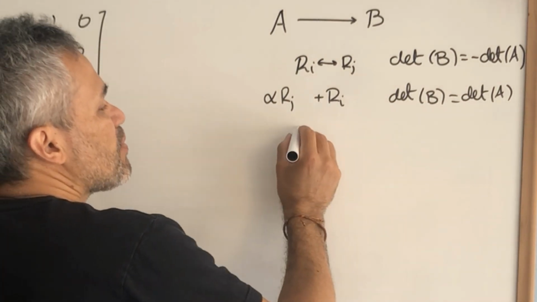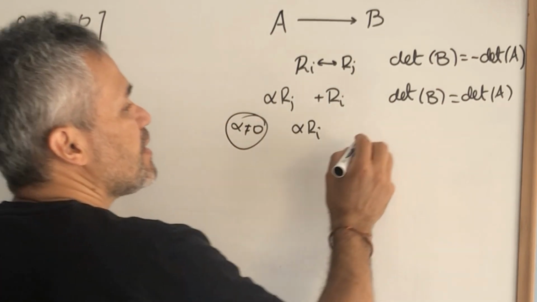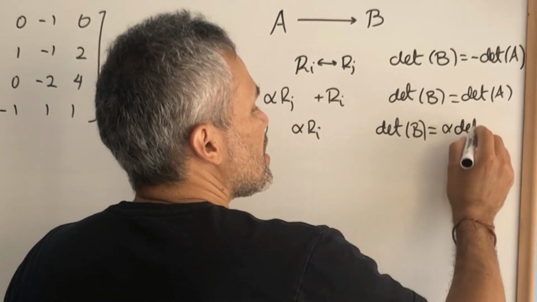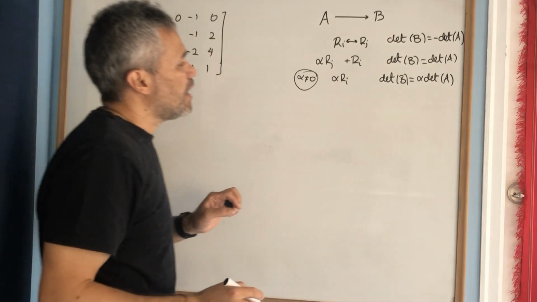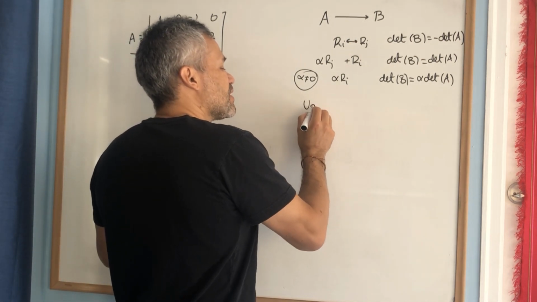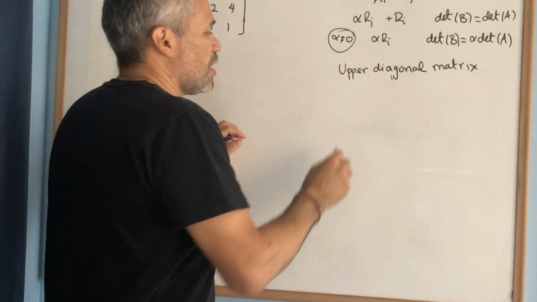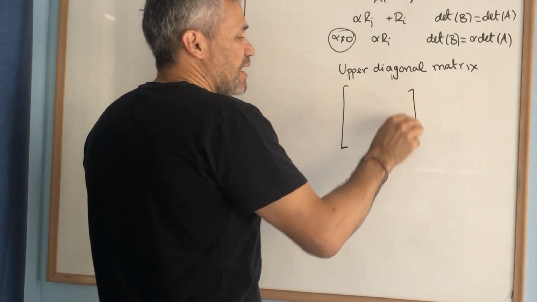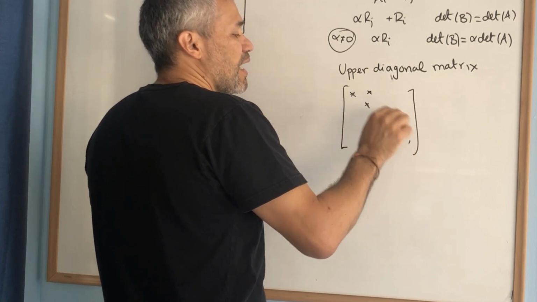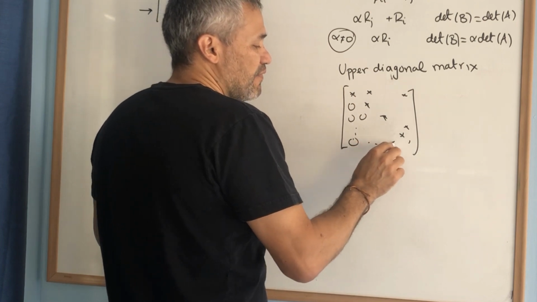And what about if you multiply a row by alpha, alpha different from 0? Then the determinant of B would be equal to alpha times the determinant of A. And with this in mind, here we can define what is an upper diagonal matrix. It is a matrix that may have numbers, which could be 0, in the main diagonal and above the main diagonal. But below the main diagonal, everything must be 0.